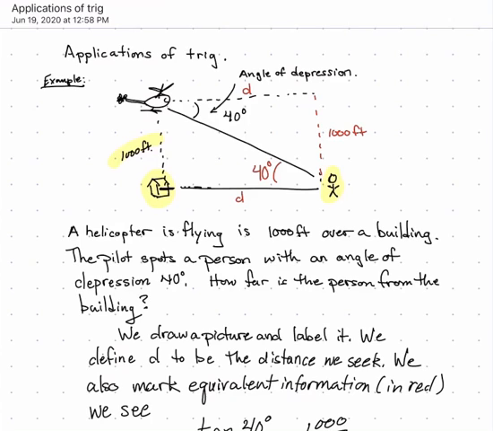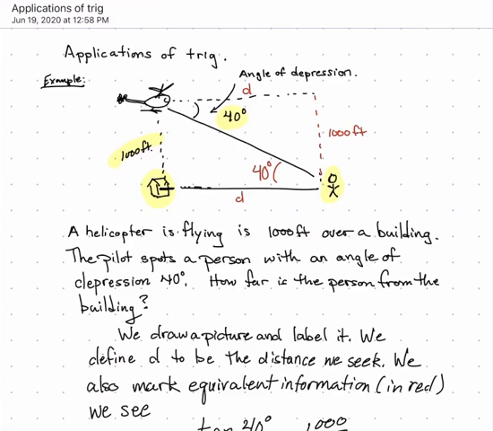We know that the angle of depression is 40 degrees. What that means is the angle from horizontal down to where the pilot sees the person is 40 degrees, as indicated here on the picture. Now I write equivalent information in red in addition to defining what we want to solve for. So we're looking for the distance from the person to the building, so I labeled that D.